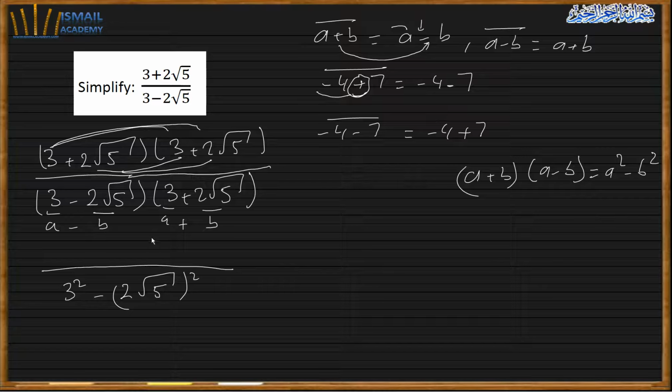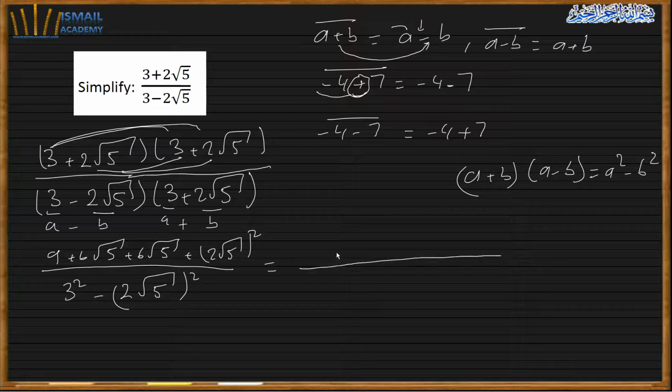Always FOIL the top. The bottom, you use this formula right away. So it's going to be 9 plus 6 square root of 5 plus 6 square root of 5 plus 2 square root of 5 squared. Now I simplify. So I got 9 plus 12 square root of 5. Here is 4 times 5, which is 20. And here is going to be 9 minus 20. So here is going to be minus 11.